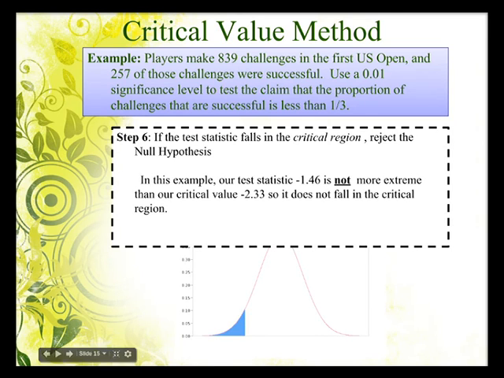So we say our test statistic, negative 1.46, is not more extreme than our critical value, so it doesn't fall into the critical region, so we fail to reject the null hypothesis. Now, if our test statistic was further to the left than our critical value, we would reject the null hypothesis.